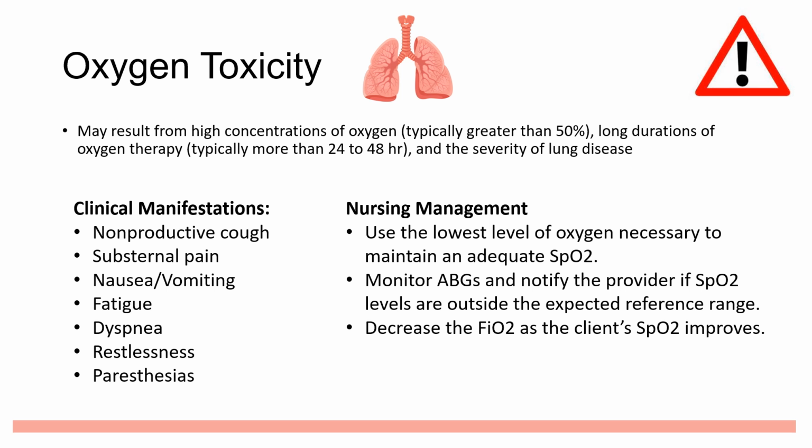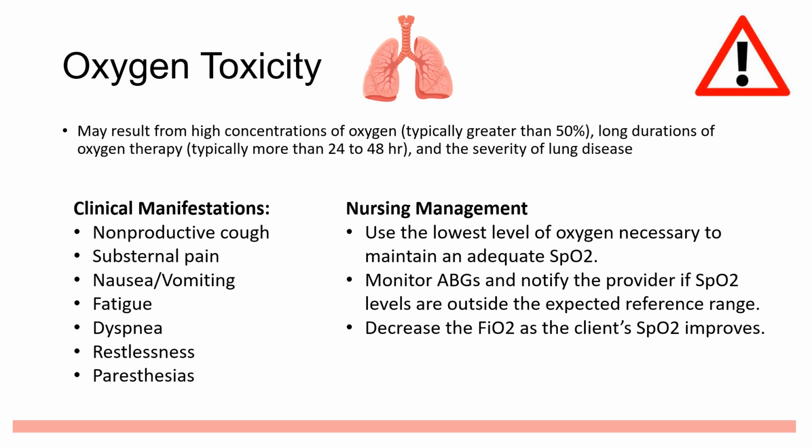So that leads us to our next slide, oxygen toxicity. When you have really high concentrations of oxygen, usually more than 50% FiO2 for a long time, and a long time meaning like 1 to 2 days, then it can cause this toxicity. And what you're going to see is a non-productive cough, substernal pain, so that's right below the sternum, nausea, vomiting, fatigue, dyspnea, restlessness, and paresthesias. So paresthesias is tingling and numbness in whatever part of the body.